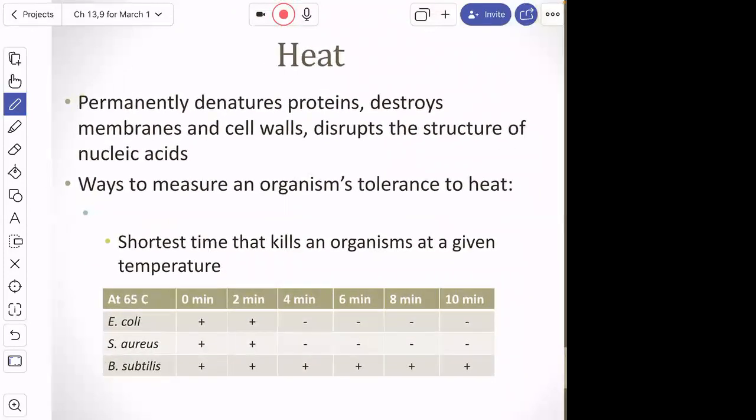So first, thinking about the use of heat. It's usually the first thing that you think of if you really want to make sure that a microorganism is dead. What kind of damage does it do?